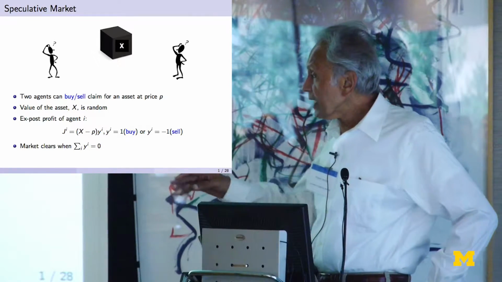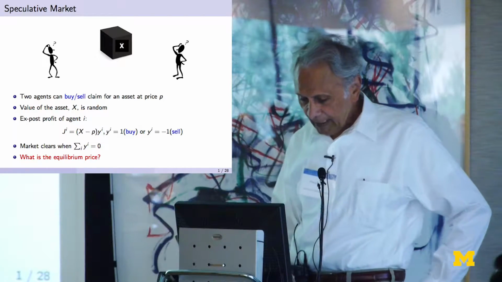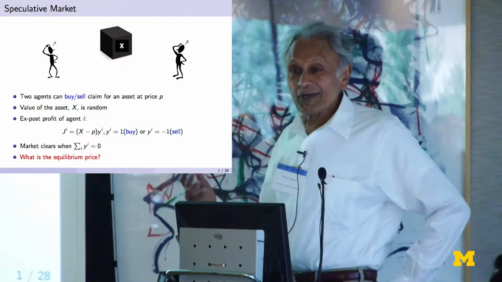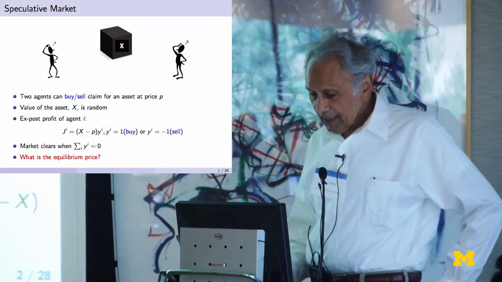The price P should be such that the market will clear. In other words, for everybody who wants to buy, there's somebody else who wants to sell. So the question is, what is the equilibrium price? That's the background to what I want to discuss.